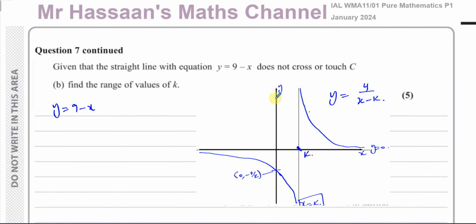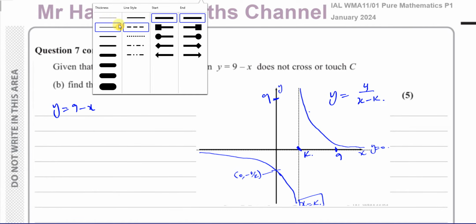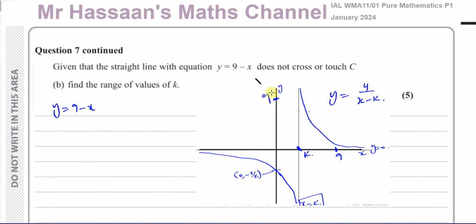So given that the straight line with equation y equals 9 minus x does not cross or touch C, 9 minus x would be a straight line which goes through 9 on the x-axis and the y-axis. When x is 0, y is 9. When y is 0, x is 9. So it's going to be like a straight line going something like this. Okay, go through 9 on both axes.